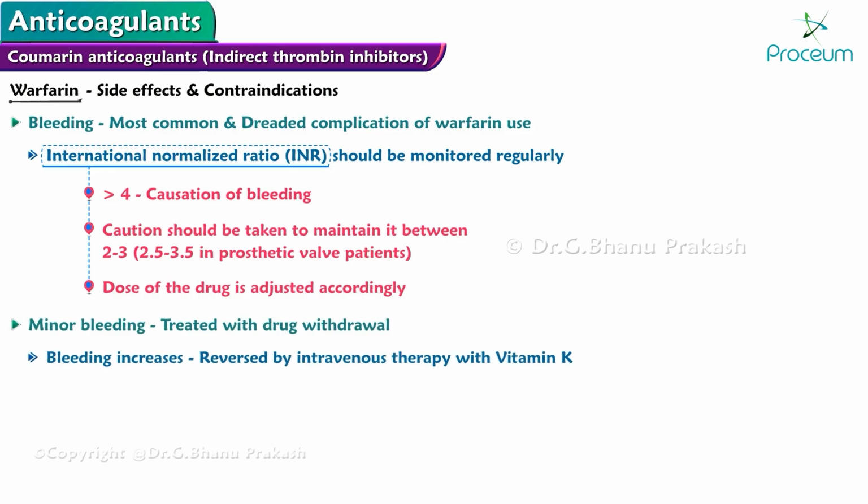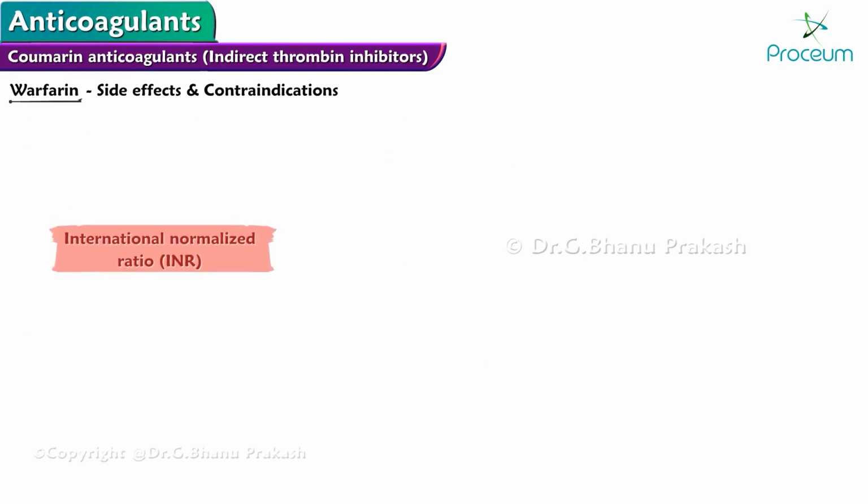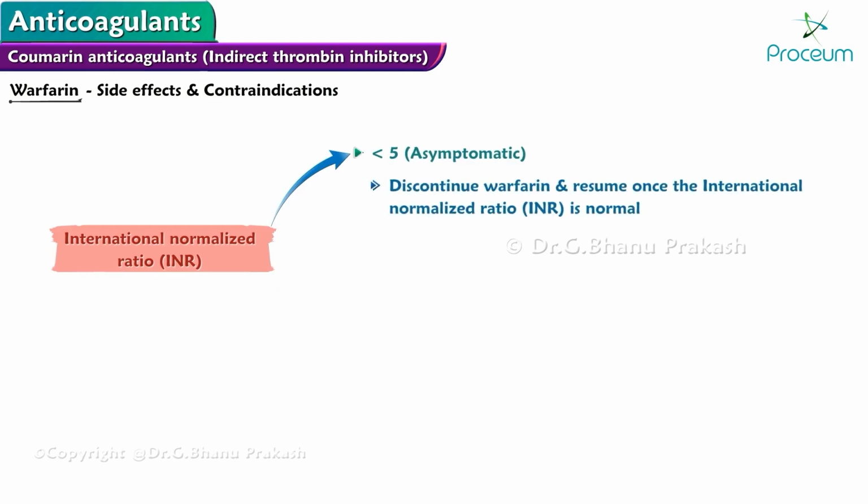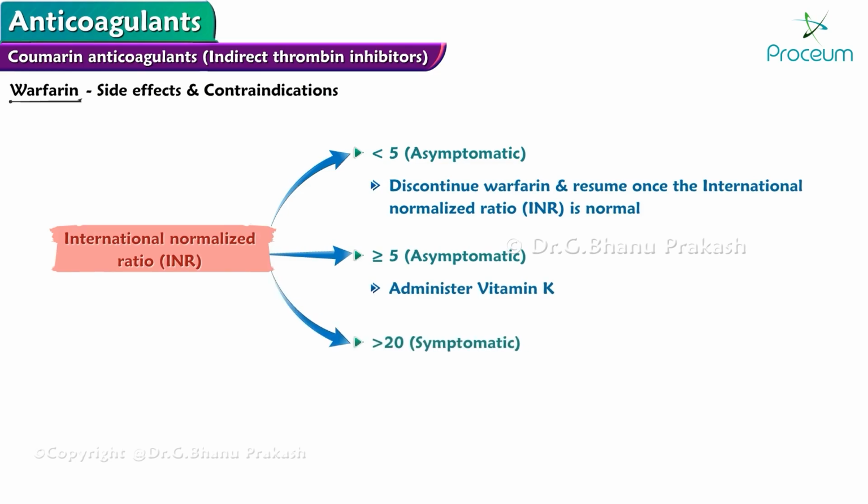As bleeding increases, it should be reversed by intravenous therapy with vitamin K. If international normalized ratio, INR, is less than 5 and patient is asymptomatic, discontinue warfarin and resume once the INR is normal. If INR is greater than or equal to 5 and patient is asymptomatic, administer vitamin K. If INR is greater than 20 and patient is symptomatic, administer fresh frozen plasma.